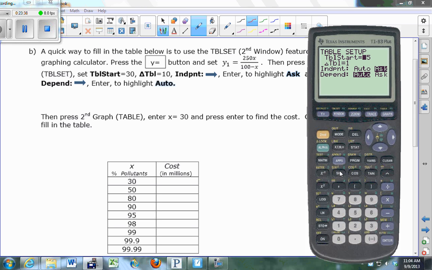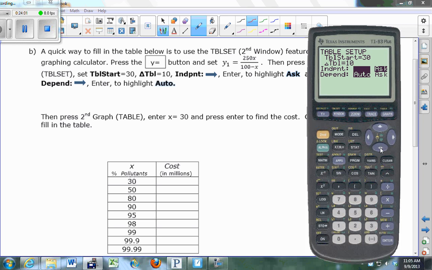Well, our table's asking us to find how much it costs to remove 30% of the pollutant. So I'm going to say 30. And then it increments by 20, and then by 30, and then by 10. So why don't I just do increments of 10? I'm going to come down here and say my values are going to change from one value to the next by 10%.